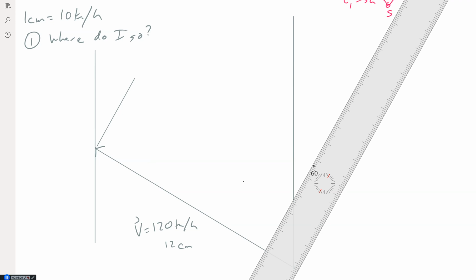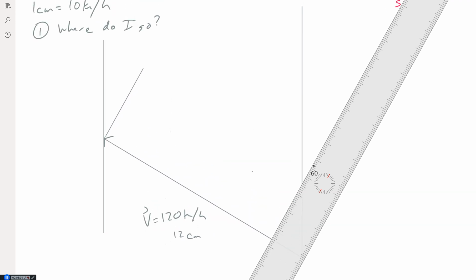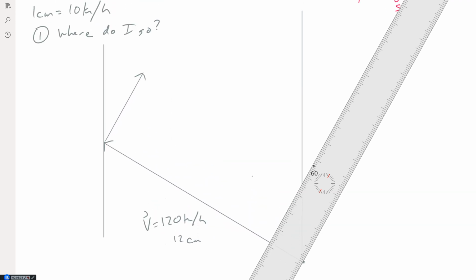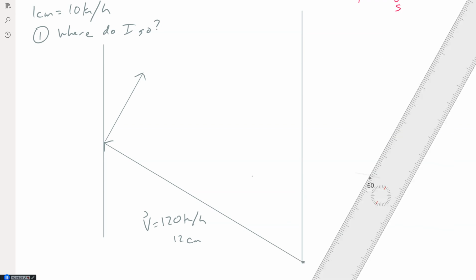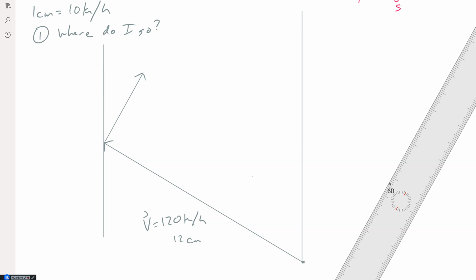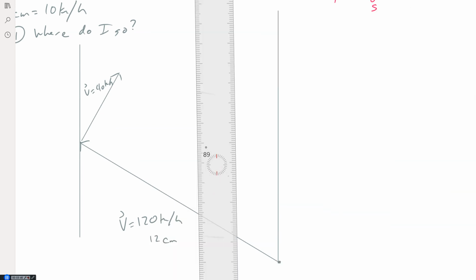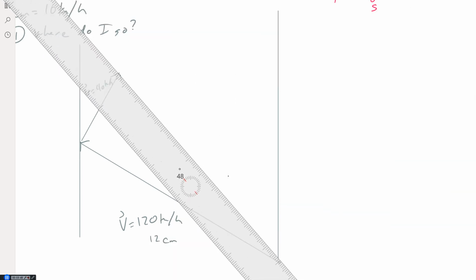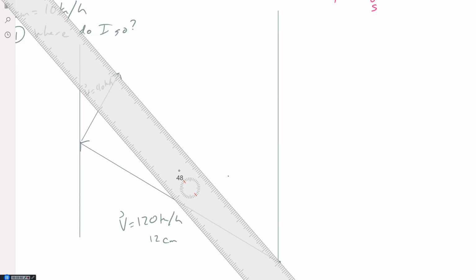So the reality is, in this particular case, did I know where I was going? No. I knew what the plane was doing, which is 120 kilometers an hour, and I know what the wind is doing, which is 40 kilometers an hour, but I don't actually know what the plane's going to do. The plane's going to, though, do something like this. What am I describing here? Well, I'm describing vector addition. So I'm going to go ahead and draw this, and I'm going to measure this.